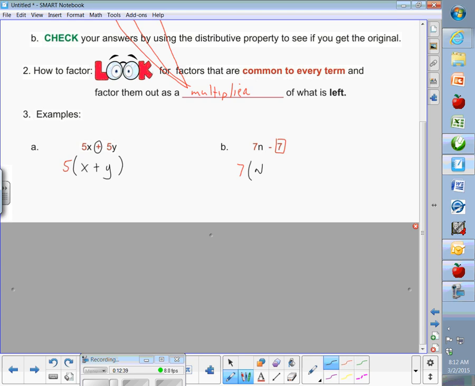You can think of it this way. Isn't a negative 7 the same as a negative 7 times 1? So really, what do you have left? The negative sign and the 1. Now look what happens when I do my check. 7 times n, 7n, 7 times negative 1, negative 7. There's the original.